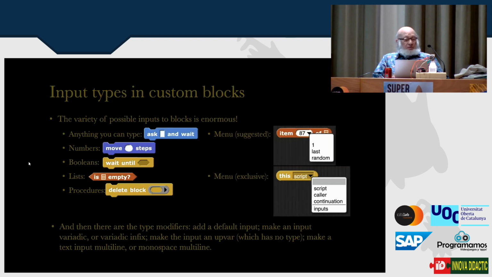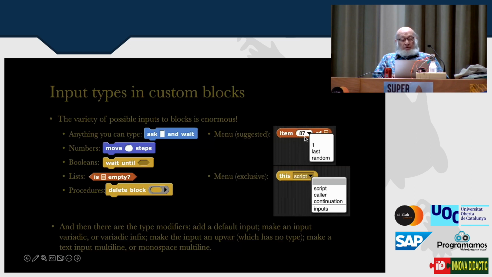Okay, input types and custom blocks. This is the second example. If you look at primitive blocks, there's a bazillion different kinds of inputs that have these little hints in the form of input slot shapes. So we have rectangular slot shapes, and we have oval slot shapes, we have hexagonal slot shapes, and then we have this list icon and the gray rings for procedures, and then there's two kinds of menus.